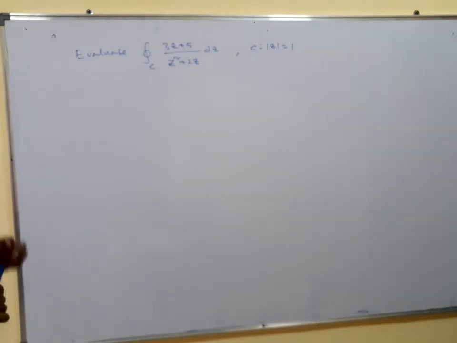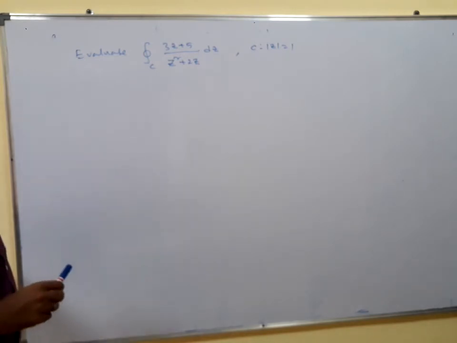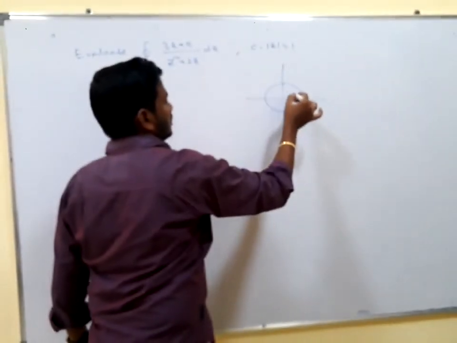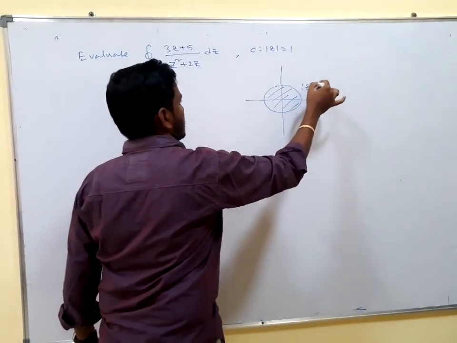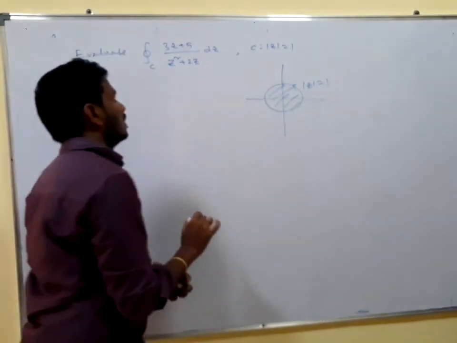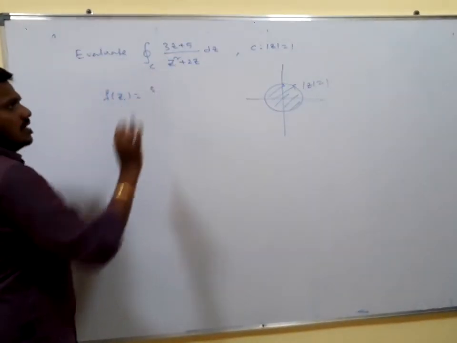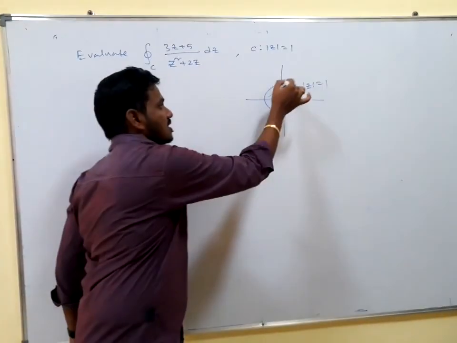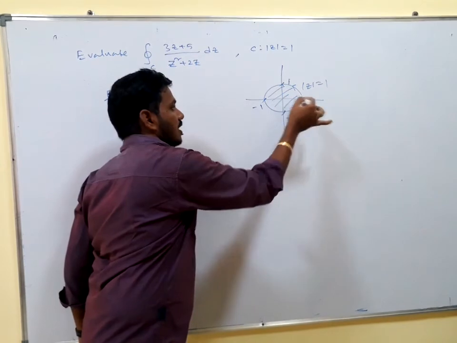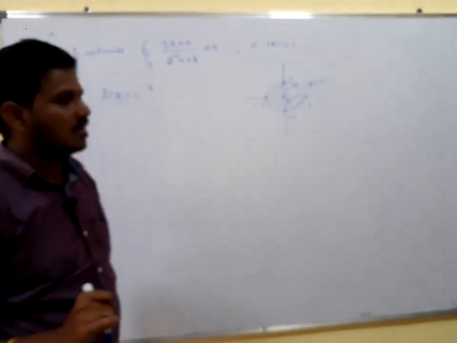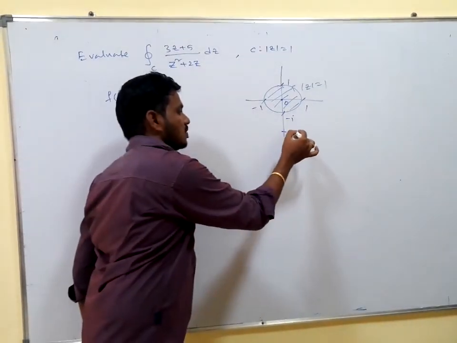Right, next problem. Integral of (3z plus 5) divided by (z square plus 2z) dz, where C is mod z equals 1. It is a closed contour, that is a unit disk, mod z equals 1. Now I am going to concentrate on f of z and check whether it is analytic or not. It is clearly not analytic at z equals 0 and z equals minus 2. Here it is i, here it is minus i, minus 1, 1. z equals 0 is inside the region, and z equals minus 2 is outside.